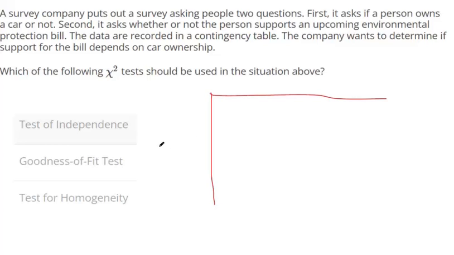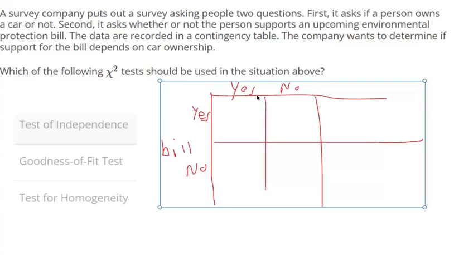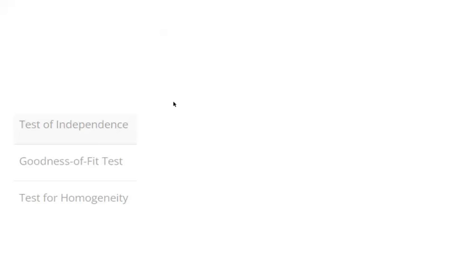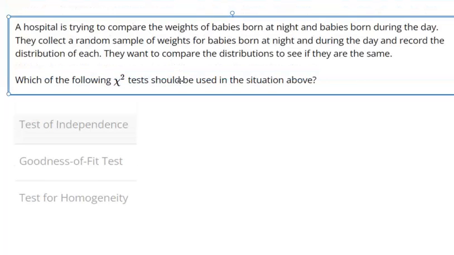What were they again? Support the bill: yes and no, and you're wondering if yes makes it more likely or less likely to own a car. Yes, no for owning a car. If you support the bill and there are higher numbers of people that own cars and lower numbers that don't, then those two variables are influencing each other. Maybe owning a car makes you less likely to support the bill. So that's a test of independence. Contingency tables are how we set up our variables to test whether they're independent.